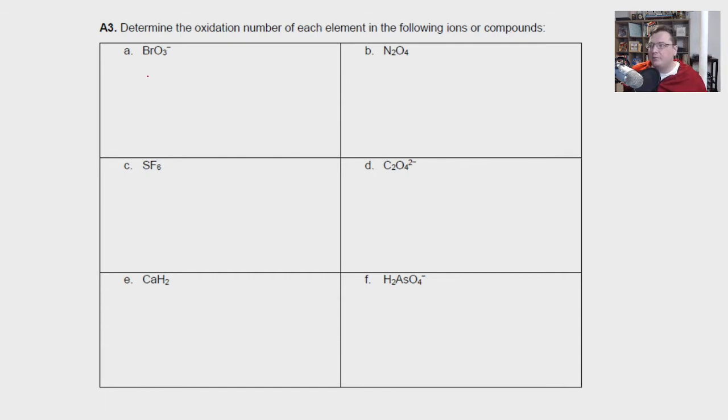So going through A, we have this bromite ion, BrO3 minus in this case. An important thing to take into consideration here is that there's really a few things that are always going to be pretty strict in terms of what their oxidation state is. One of them is oxygen. Oxygen is almost always going to be a -2. It is incredibly rare for it to not have a -2 oxidation state.